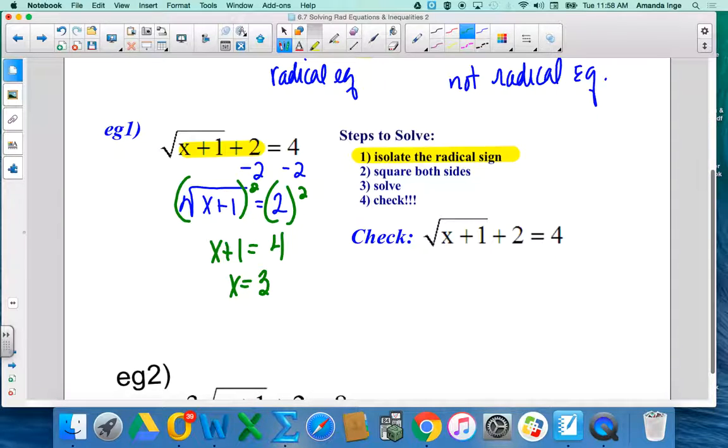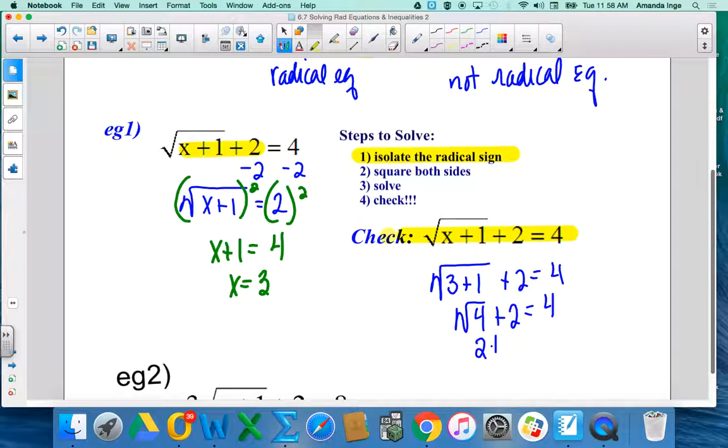You should check your answer by taking your answer and plugging it back into the original problem. The original problem. Okay? So, if we plug in 3, once again, a radical sign is like a grouping symbol. You need to do what's underneath there first. So we have 4, square root of 4, which we know to be 2, plus 2. And is that equal to 4? Yes. We know it works. Everybody good?